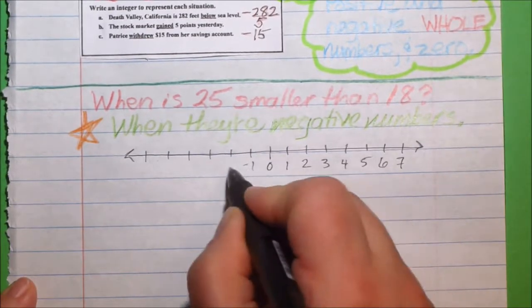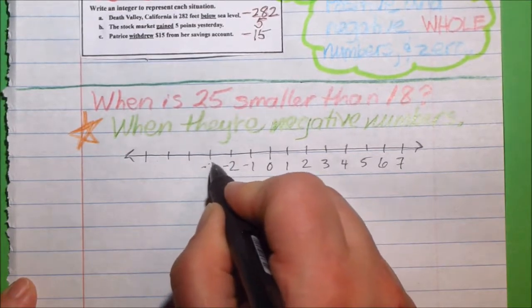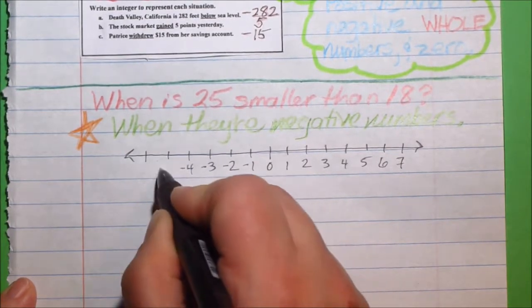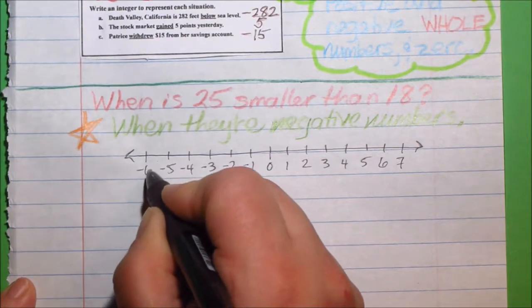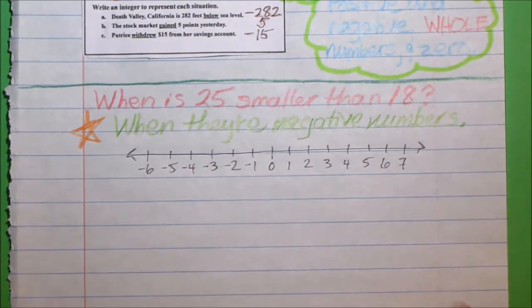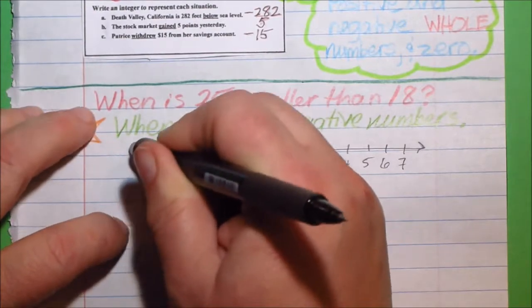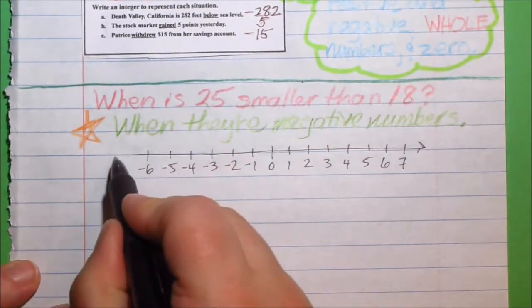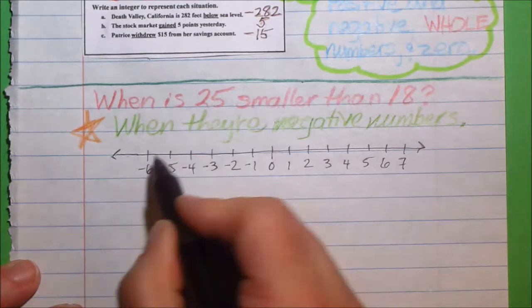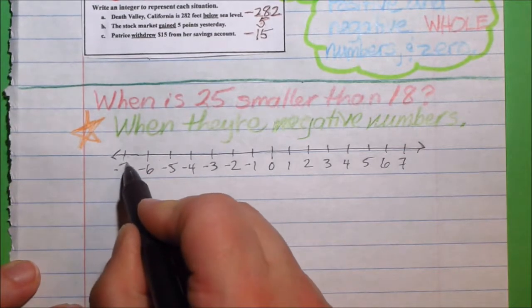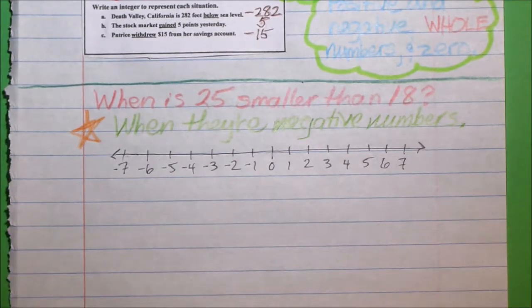Okay, so -1, -2, -3, -4, -5, -6. Okay, so let's make it so they're balanced on both sides. I need a -7 here. All right, and -7. All right, now we have our number line.